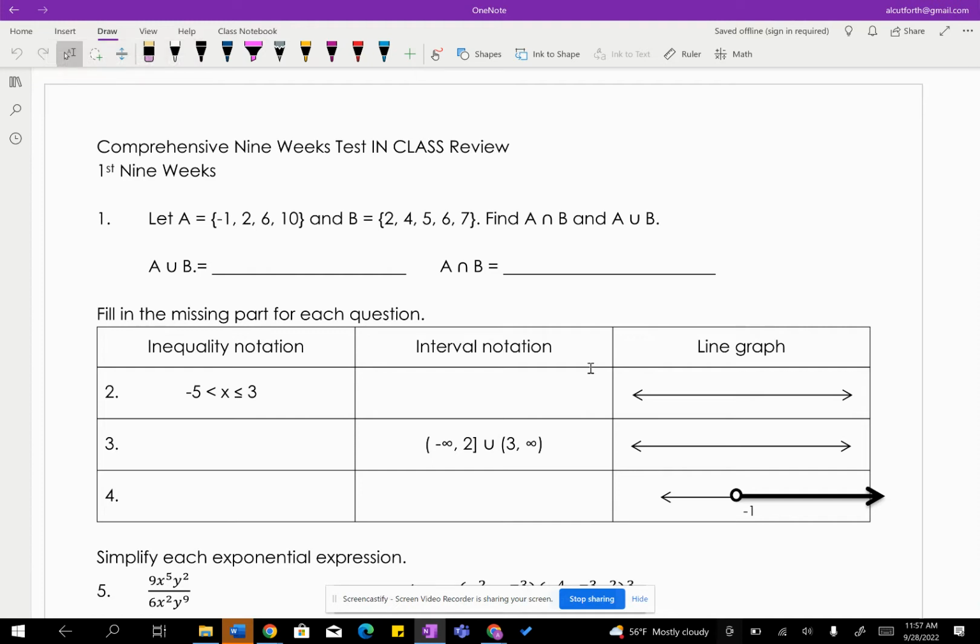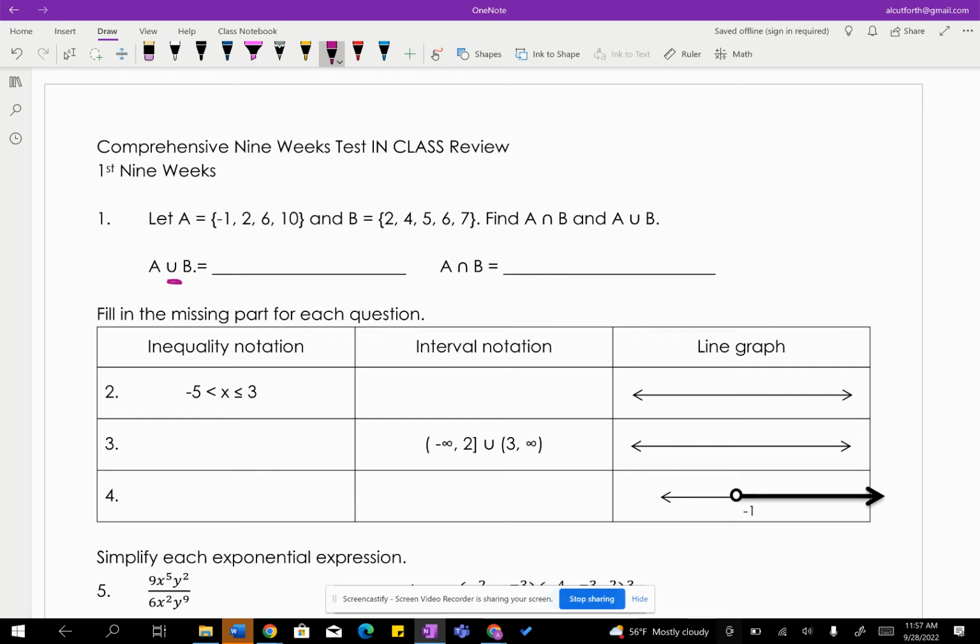Okay. What does this U mean? What does the U mean? Union. Does that mean all together or overlap? All together. So how do I find A union B? What do I do with those numbers in set A and those numbers in set B? Just put them all together, right?